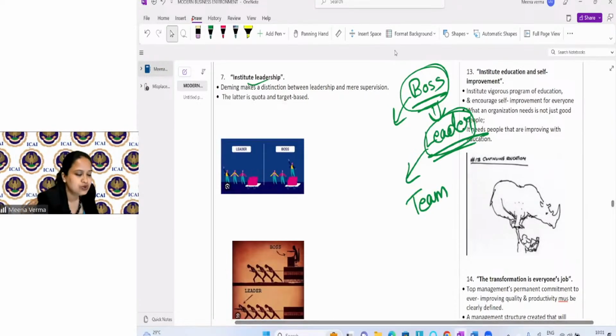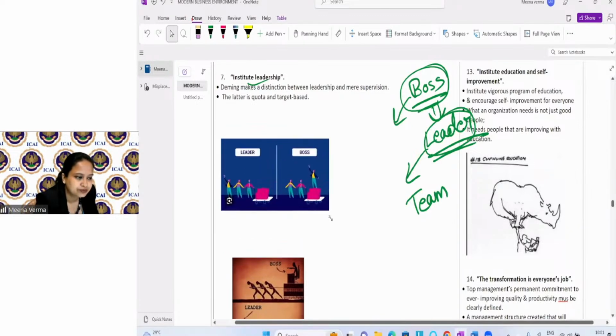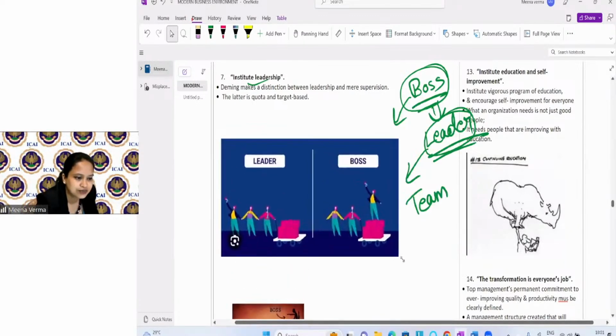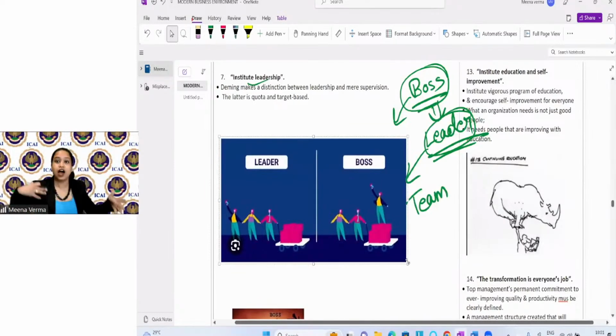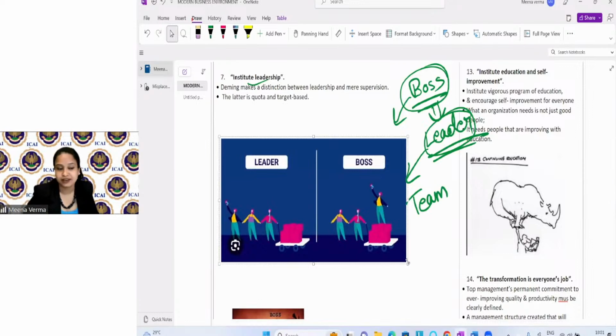All right, so you can see I have taken an image here. You can see the difference between boss and leader. Boss takes the credit: I have done this, this is my work, this is my organization. I, I, this is how the boss works. And leader says, let's do this. This is our work, right? This is our organization. Let's do it, right?